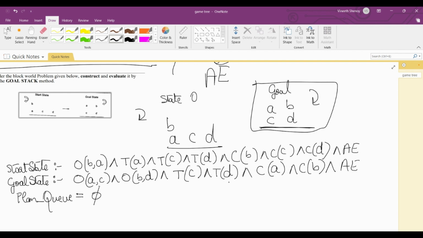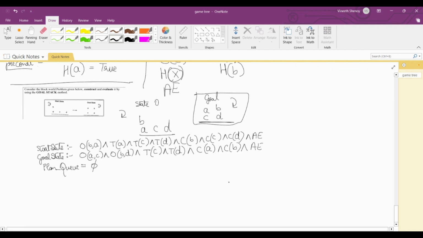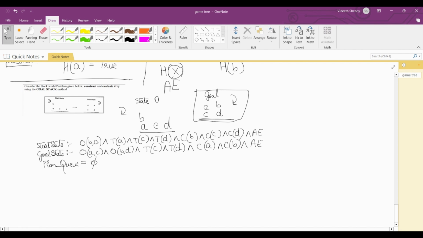So now I'll just zoom out a bit. We will take some common things because this is a very long equation. You cannot write it again and again. So we'll reduce it by taking some common terms. What can you find common in both of the equations? First, you can find ontable(C), ontable(D), clear(B), and arm empty.